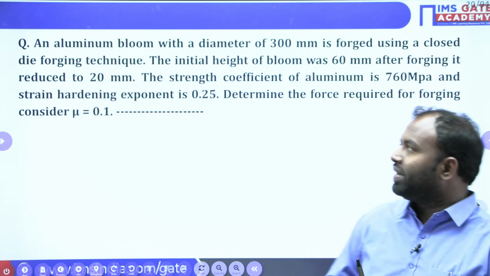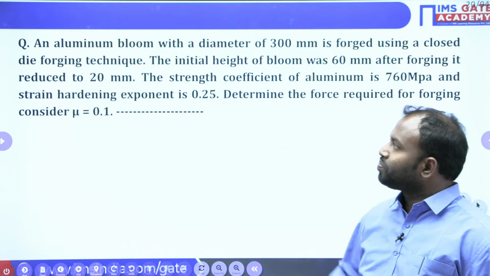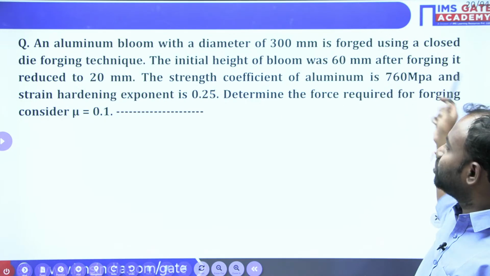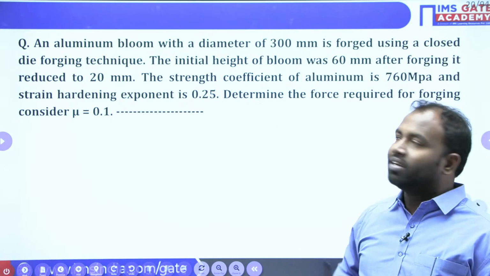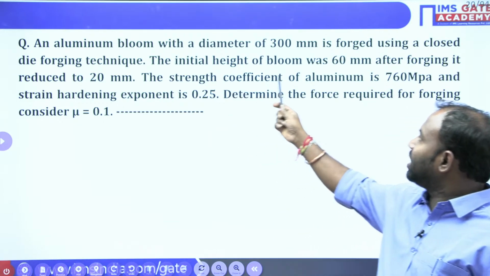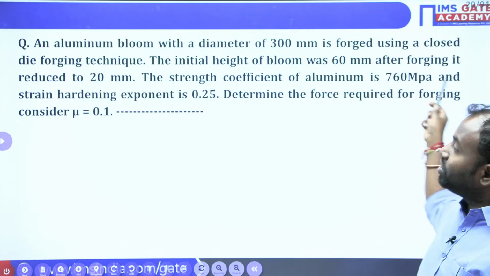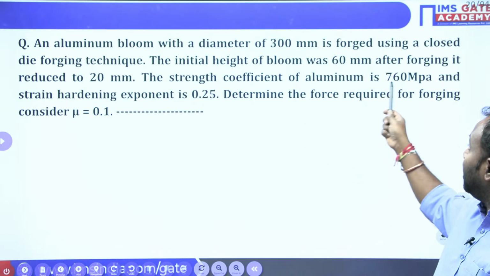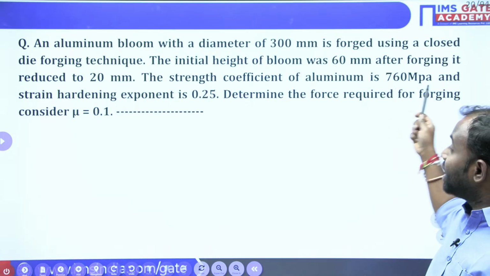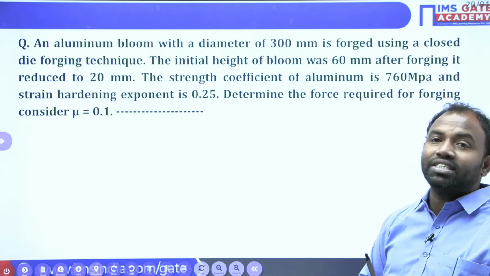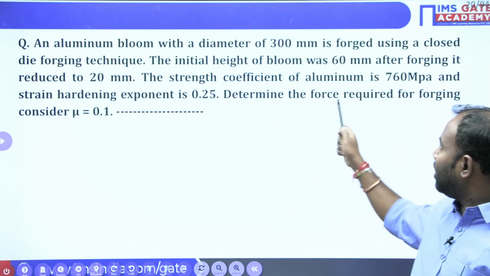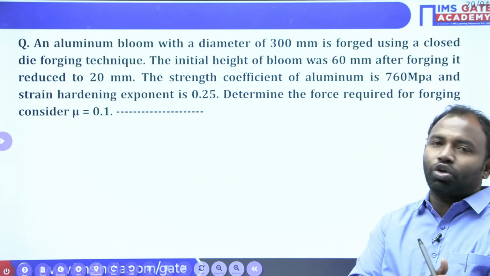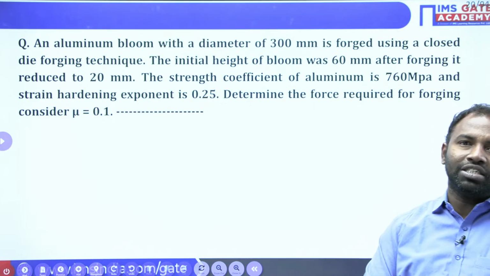Now let me read the question. It is related to forging. An aluminium bloom with a diameter of 300 mm is forged using a closed die forging technique. The initial height of the bloom was 60 mm and after forging it is reduced to 20 mm. The strength coefficient of aluminium is 760 megapascal and the strain hardening exponent is 0.25. Determine the force required for the forging operation, and consider the coefficient of friction is 0.1.